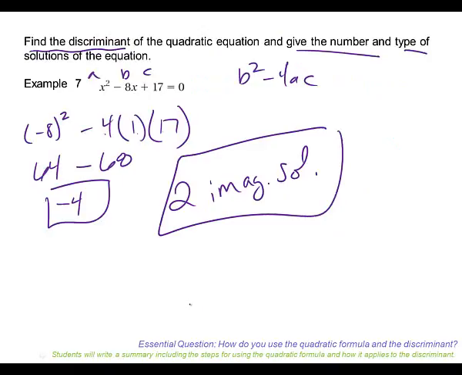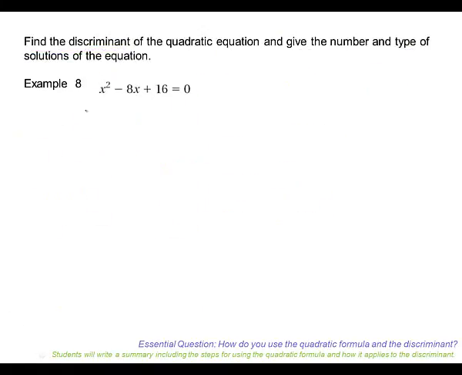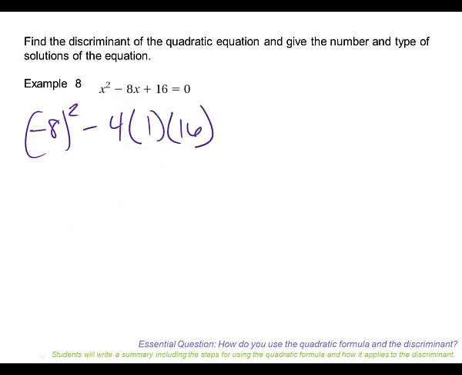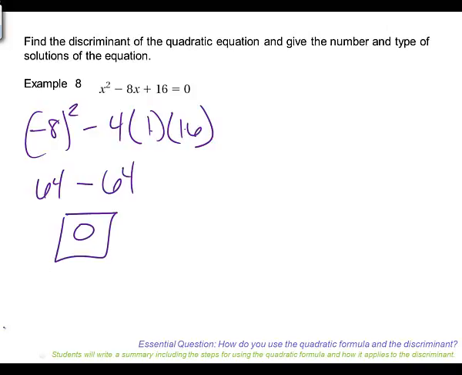All right, let's try this again. What's your b value? Negative 8. Negative 8, we're going to square it. Minus 4 times what's a? 1. Times what's c? 16. All right, what's negative 8 squared? Good. 4 times 1 times 16. 64 minus 64 is? 0. So the value of your discriminant is 0. How many and what type of solution? 1 real solution.